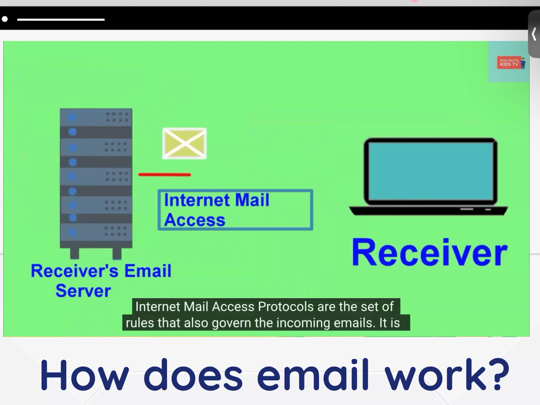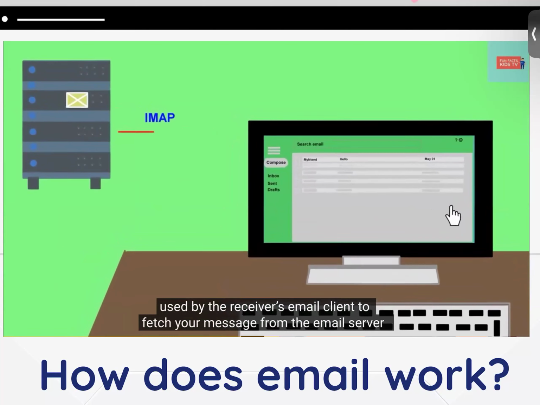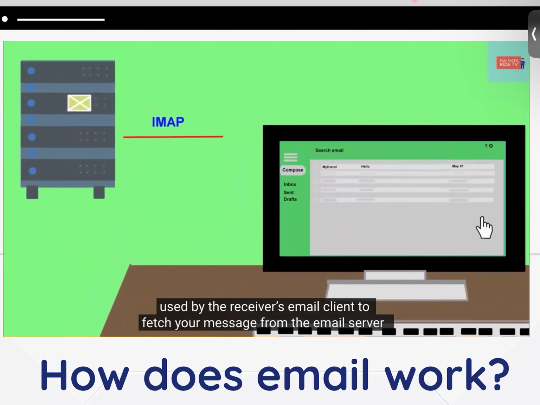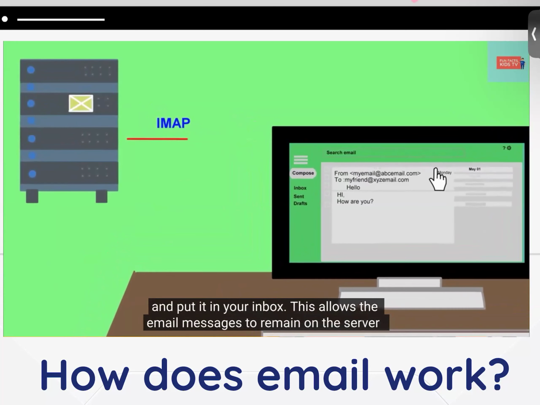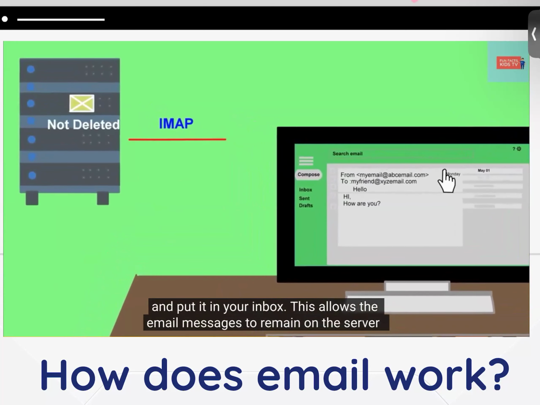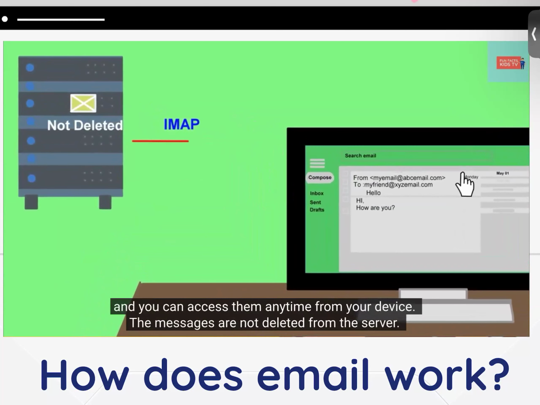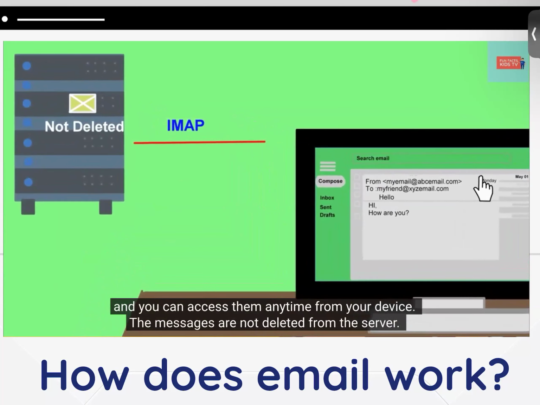Internet Mail Access Protocols are the set of rules that also govern the incoming email. It is used by the receiver's email client to fetch your message from the email server and put it in your inbox. This allows the email messages to remain on the server and you can access them anytime from your device. The messages are not deleted from the server.